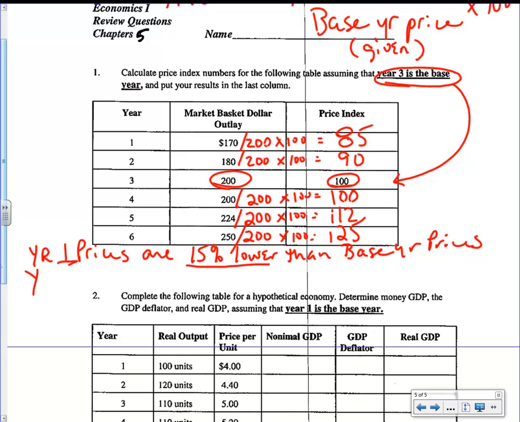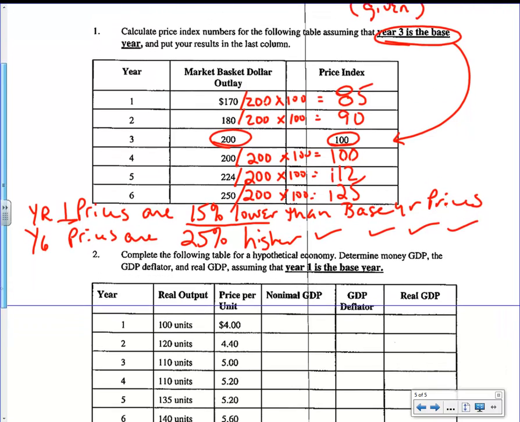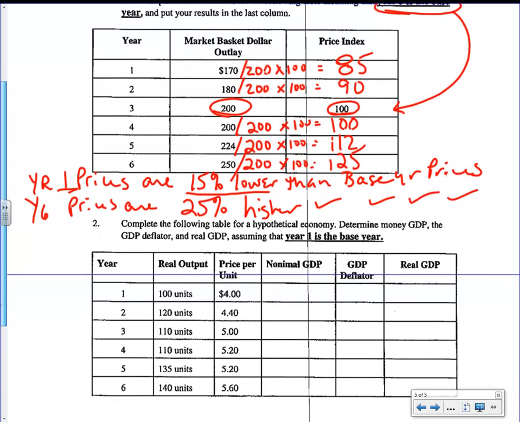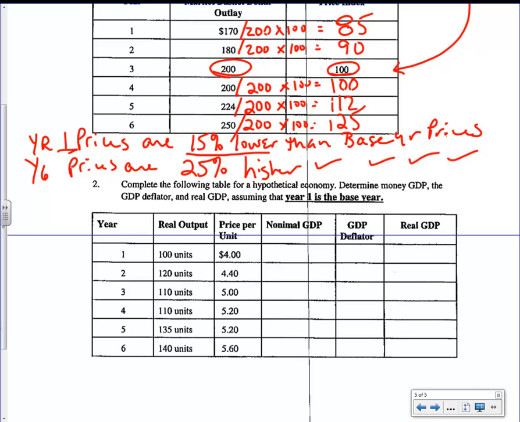Okay, if we look at year 6, prices are 25% higher than the base year prices because the price index is 125 and the base year is 100. It tells us that the prices are 25% higher in year 6 than they were in the base year. All right, let's go on down, and we're going to calculate some more of these. In the second item, it says calculate the nominal GDP, calculate the GDP deflator. That's the same thing as a price index.